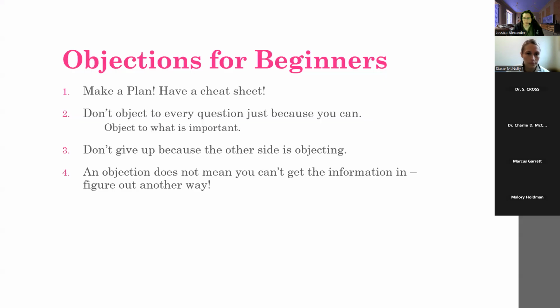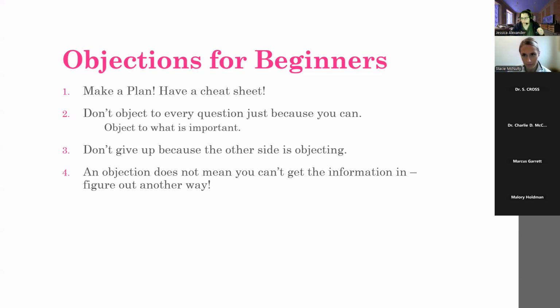Okay, and so objections for beginners. We're going to try to speed through this because it's 11:52, so we don't have a whole lot of time. But this is the last bit that I have. Make a plan, have a cheat sheet. You can have your most common objections right there in front of you. So while you're listening to testimony, you can be like, ooh, objection, hearsay, right?